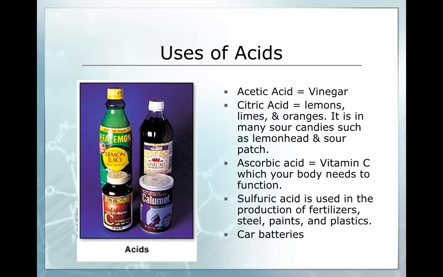Acids can be used for different things. Vinegar is an acid called acetic acid. Citrus fruits such as lemons, limes, and oranges, and sour candies contain citric acid. Vitamin C is also an acid called ascorbic acid and is a necessary chemical for your body. Other common acids include sulfuric acid, which is used in production of fertilizers, steel, paints, and plastics. Car batteries also contain acid.